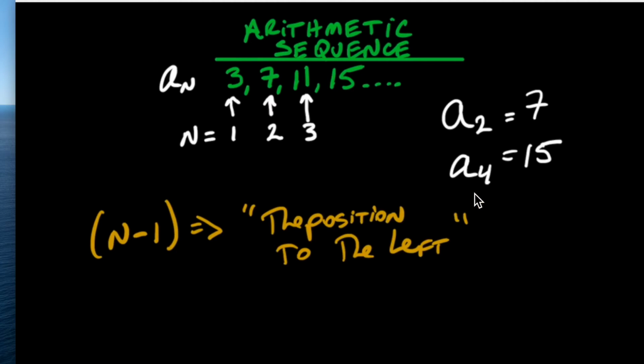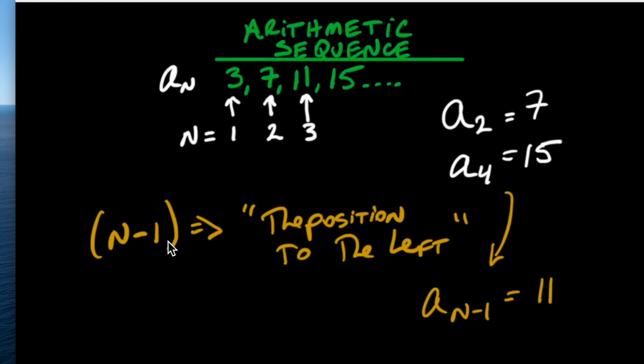So if you're at a sub 4 and the value is 15, and you're asked what is the value of a sub n minus 1, you're going to say to yourself, okay, a sub n is position 4. I'm going to go to the position to the left. 4 minus 1 is 3. So I'm going to go to the 3 position, and that would be 11. N minus 1 simply means take one step to the left.